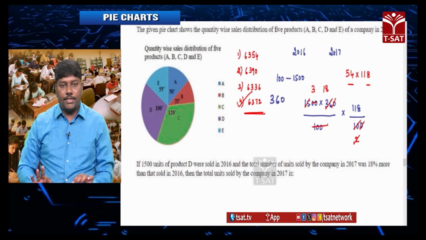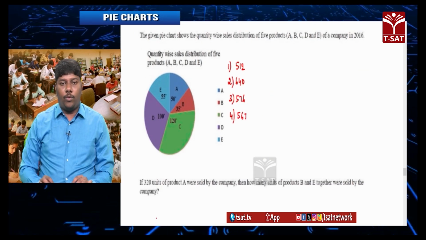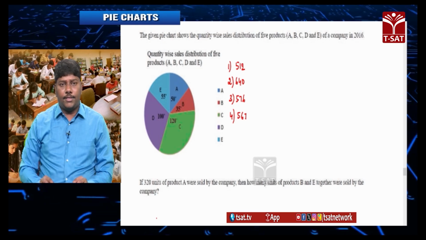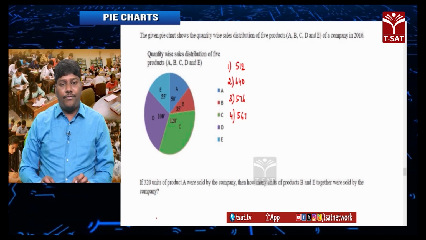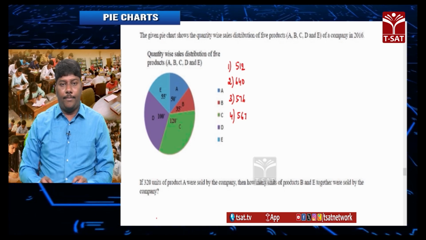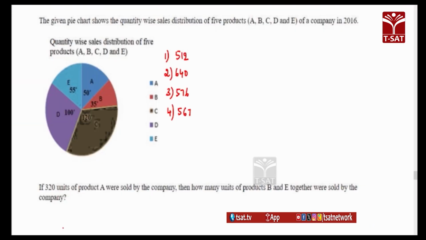So answer is 6372. The given pie chart shows the quantity wise sales distribution of 5 products. Again it is the same pie chart given. So now here he is asking you, if 320 units of product A were sold by the company, then how many units of product B and E together were sold by the company? Product A is 320, product A is actually 50 degrees. If 50 degrees is 320.